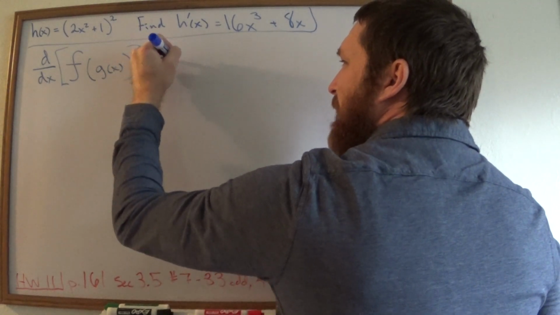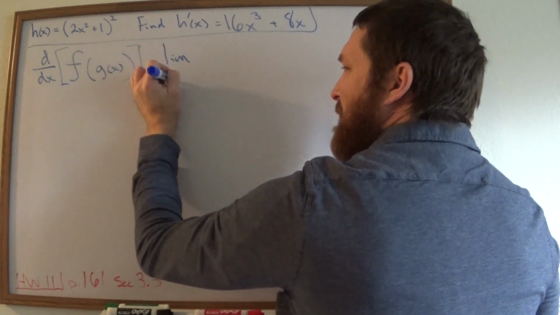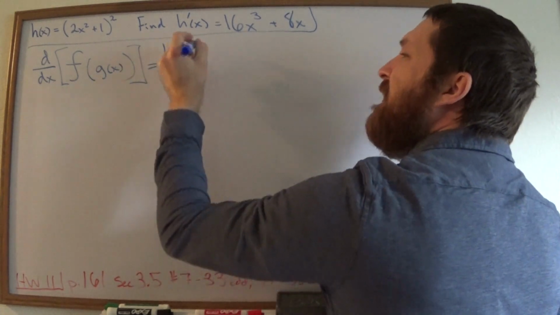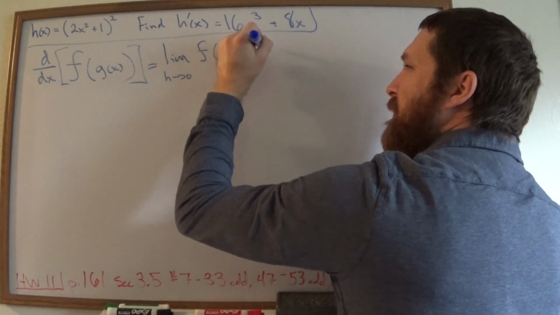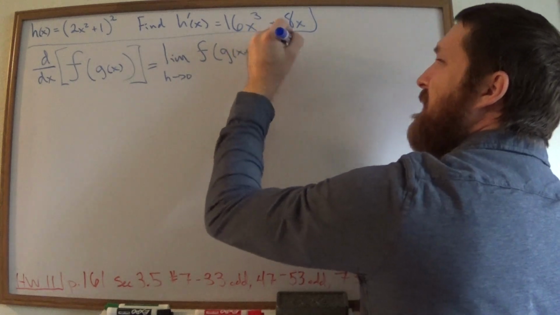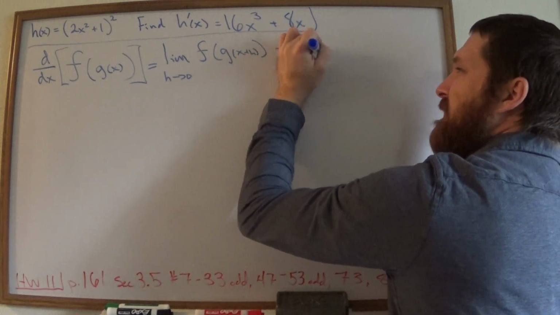The limit as h goes to 0 of f of g of x plus h. f of g of, now it's x plus h. That's what you're plugging in, right? Minus f of g of x.